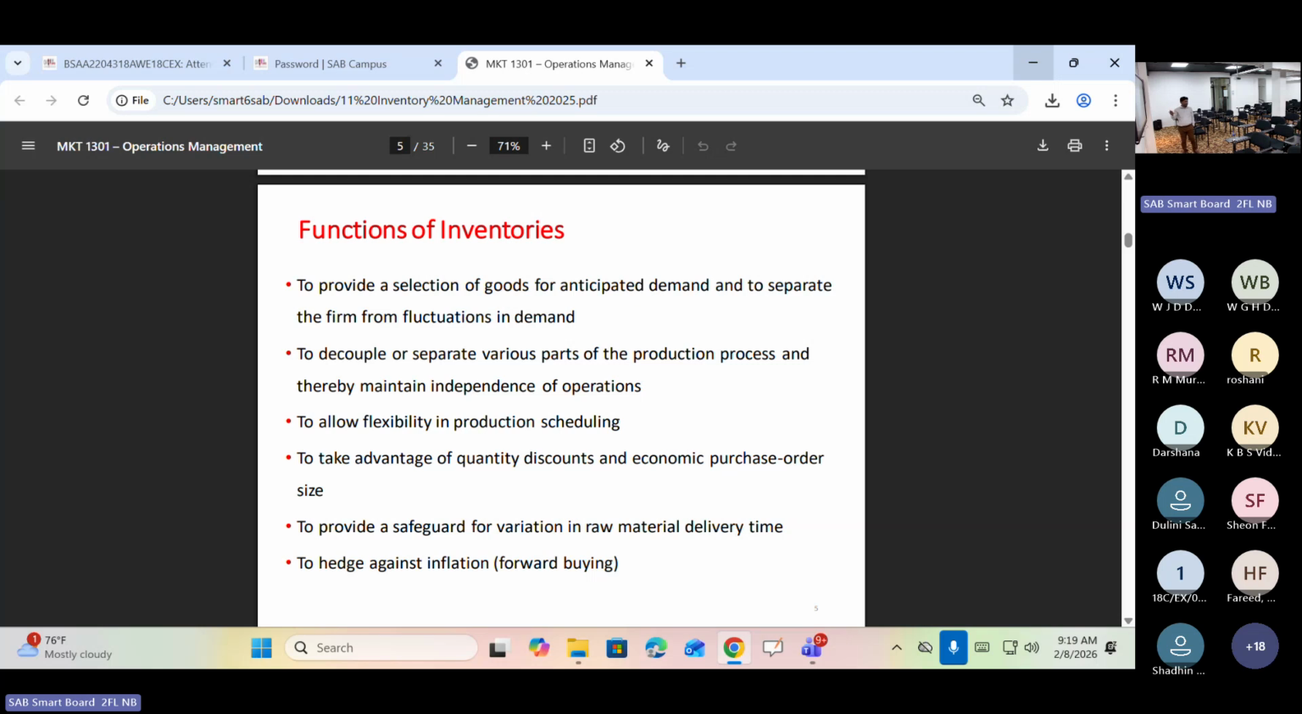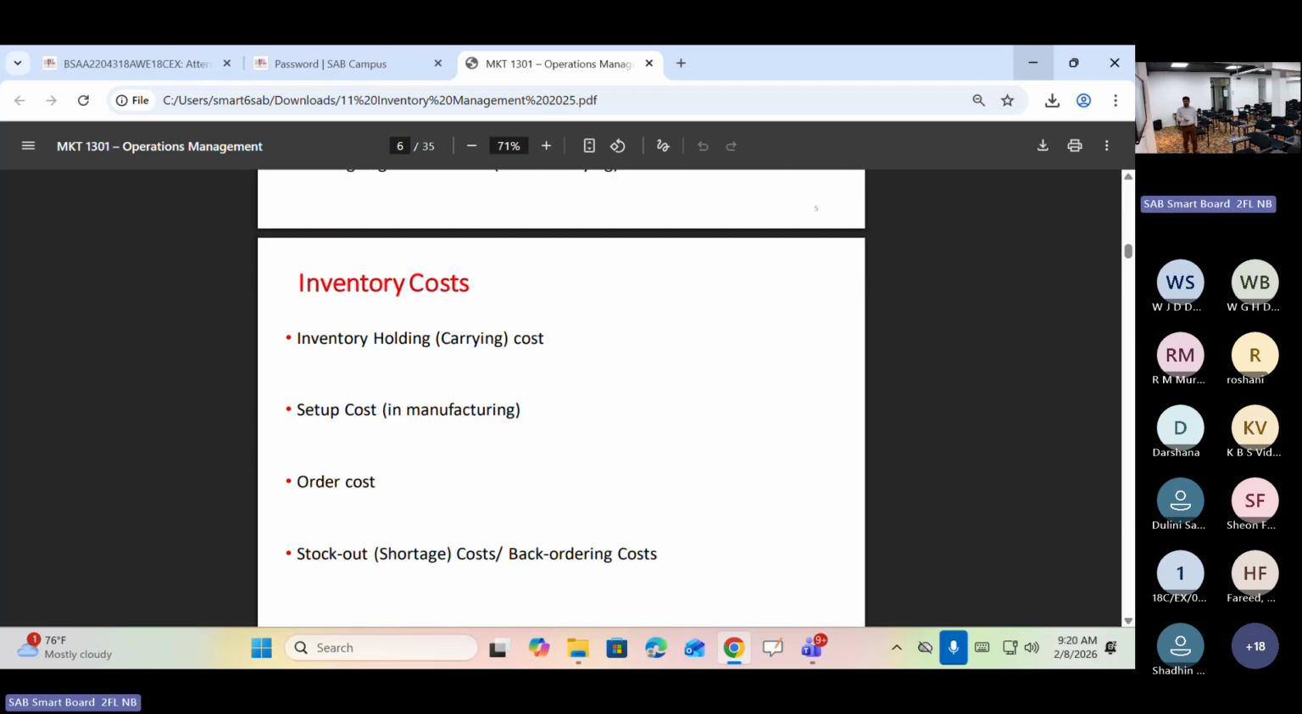Is it clear? Functions of inventories, and he explained it briefly. I hope you can understand. Shall I move forward then?